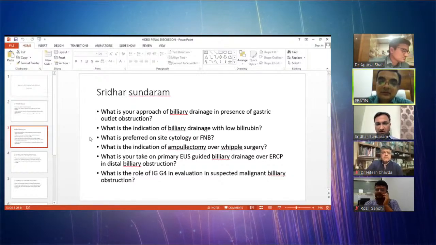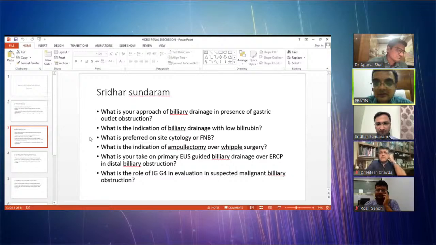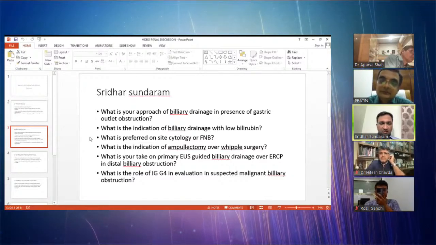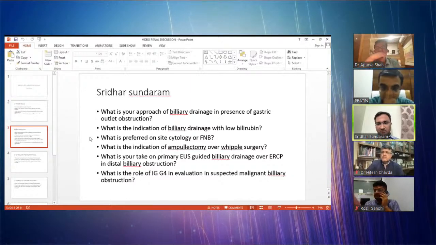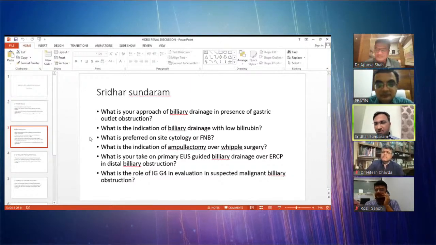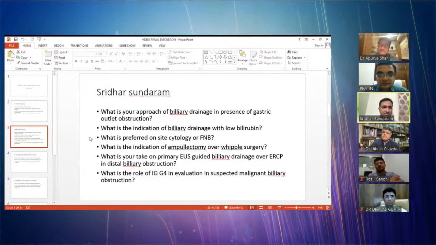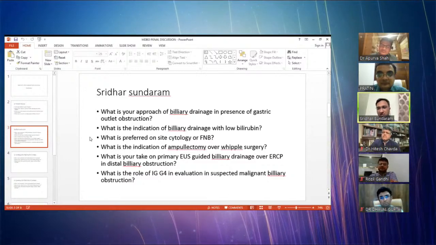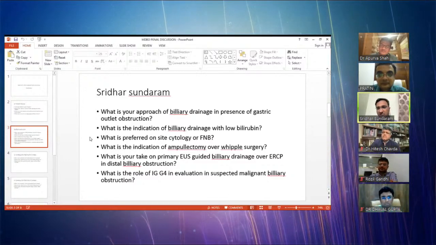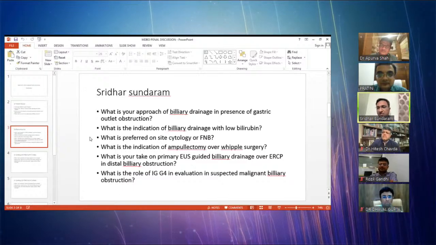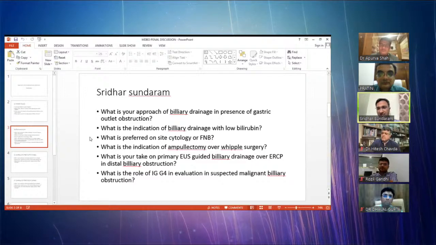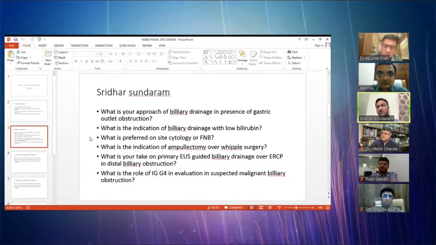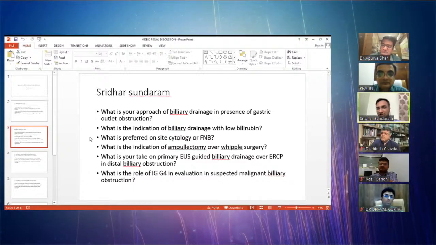What is preferred, on-site cytology or FNB? So we have been studying this prospectively. To be very frank, if you're looking at FNB, the data, even the recent trial in Gastroenterology, would suggest that on-site cytology is no longer needed. With the newer needles, we can supersede on-site cytology and go ahead directly with FNB. This is our experience as well.